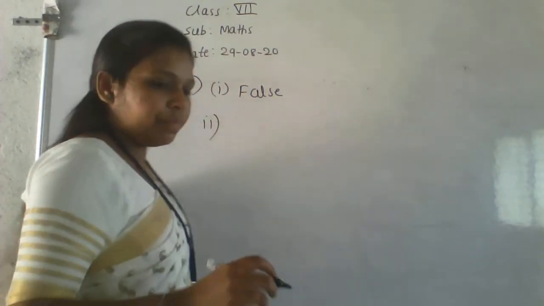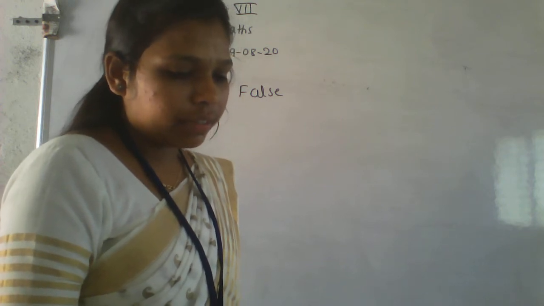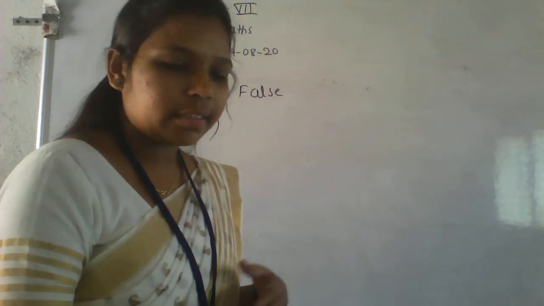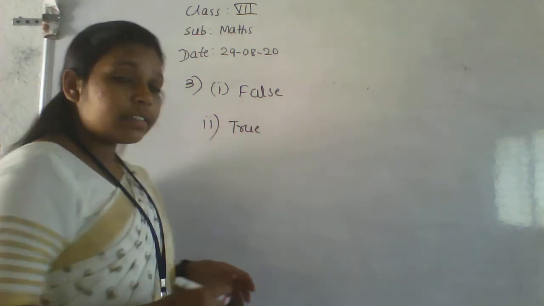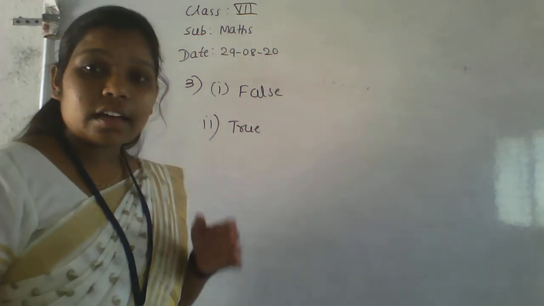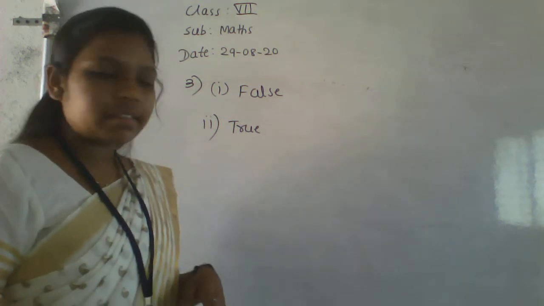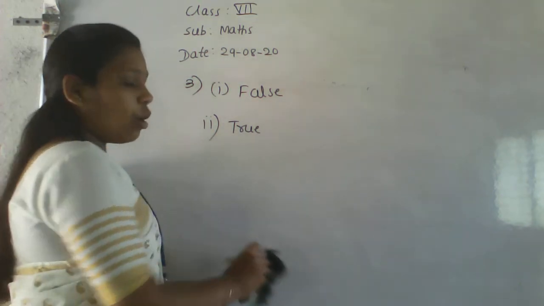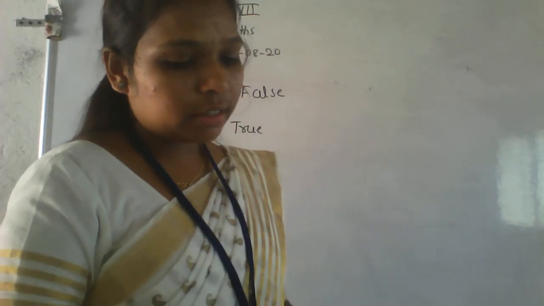Second one is 96 divided by 6 divided by 2 is not equal to 96 divided by 6 by 2. They given a not equal to. Not equal to means it's true. So it is a true statement. If there is an equal sign given, then it is false. They already given here a not equal. Not equal means like this. This is called the not equal. Not equal means it's a true statement.